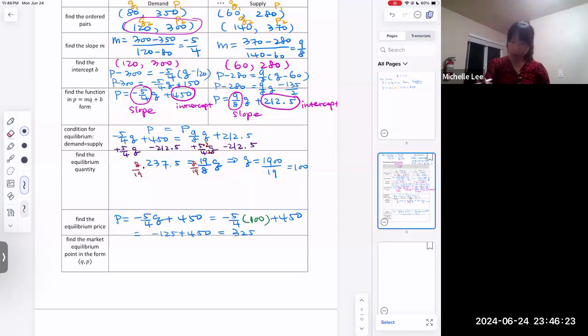All right. Now, find the market equilibrium point in the form of an ordered pair. So the ordered pair is (Q, P), where Q we found earlier is 100, and the price P is 325.